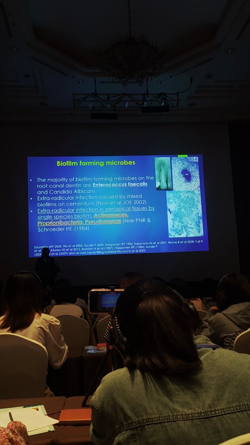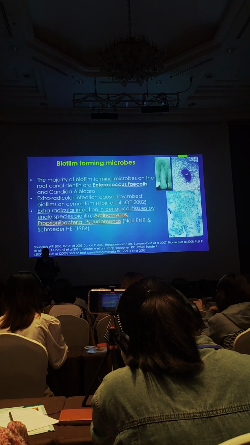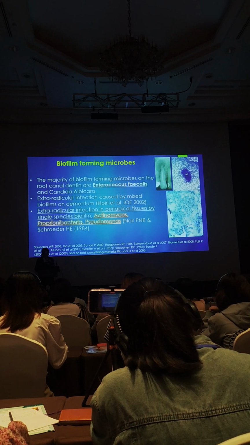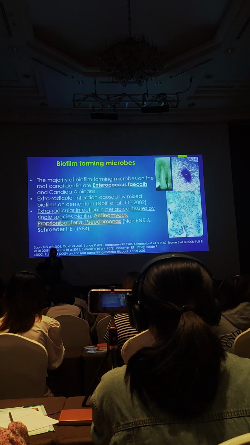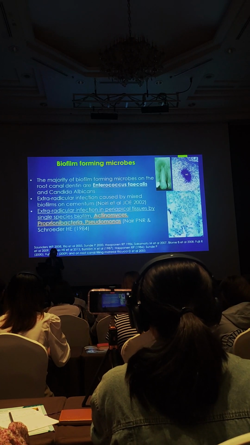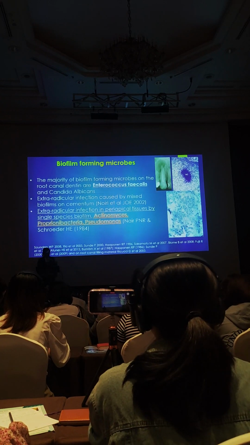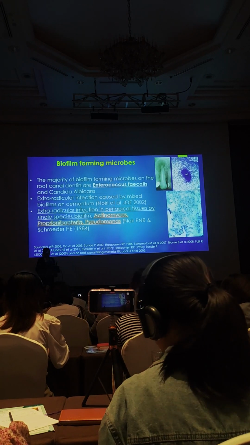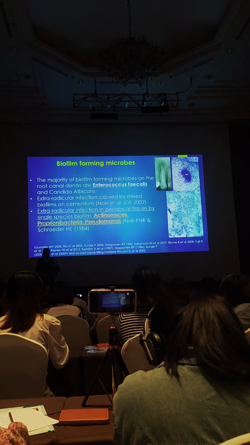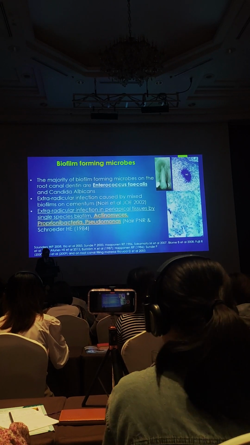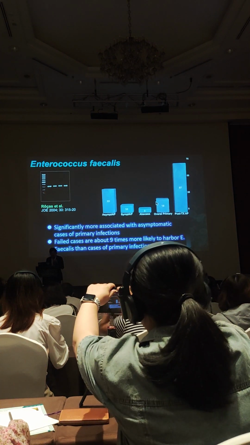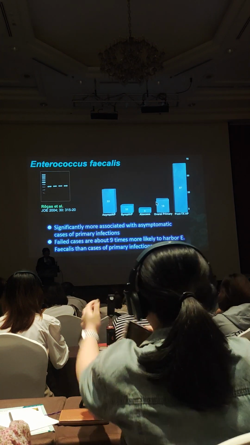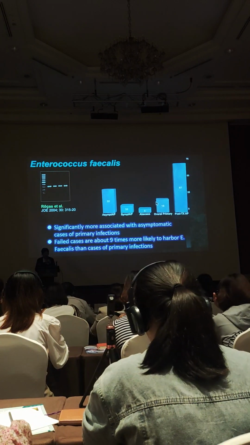But anyway, so biofilm-forming microbes. What kind of bacteria will form biofilms? There are only three kinds. One is Enterococcus faecalis, responsible for the intracanal biofilms. And the other one is Actinomyces, forming biofilms, especially outside the root canal, or Candida albicans. So if you look at Enterococcus faecalis, they are responsible for biofilm formation inside the root canal.